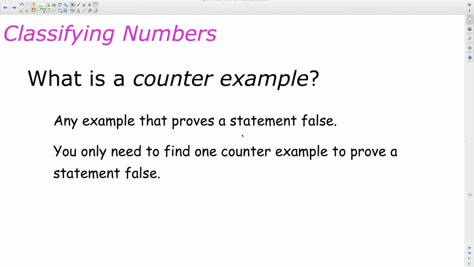The question here is, what is a counterexample? And there are 2 things that we really need to know about a counterexample. First off, we need to know what it is. Any example that proves a statement false is a counterexample. That'd be like your definition. The second thing, you only need to find one counterexample to prove a statement false. So if you have a statement of some mathematical reasoning or some philosophical reasoning, you only need to find one counterexample to prove that given statement false. We're going to see how to use or find a counterexample to prove statements false in the next examples.